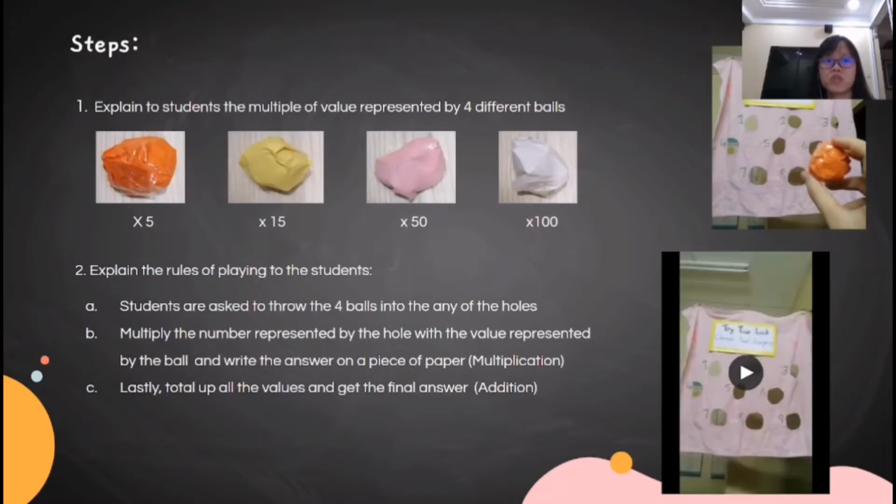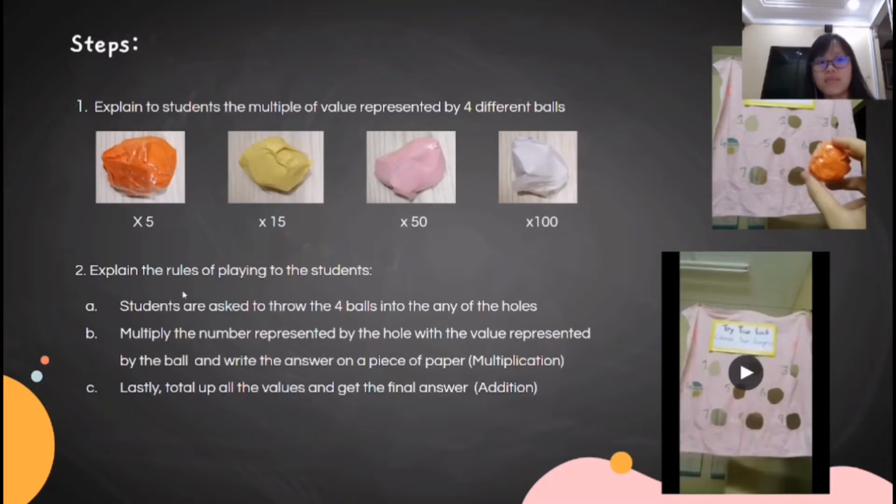Then the steps to use the kit. First, teachers should explain to students the multiple of value represented by the 4 different bowls. The orange bowl represents the value of times 5, yellow times 15, pink times 50, and the white color is times 100.